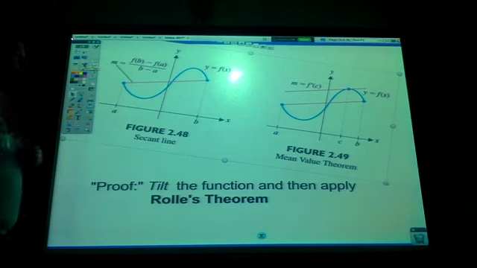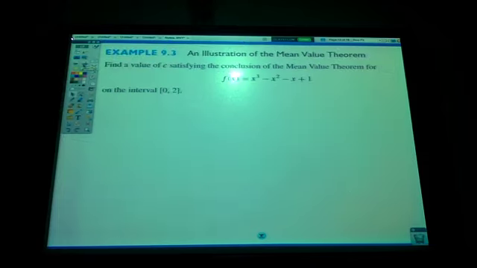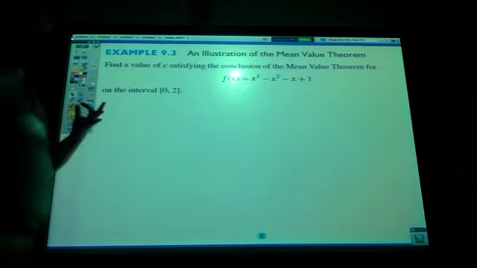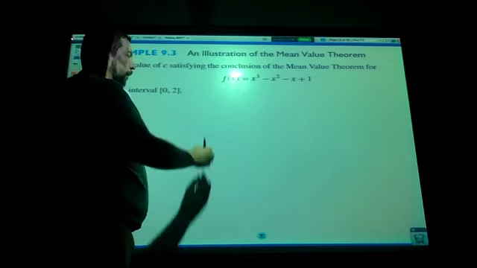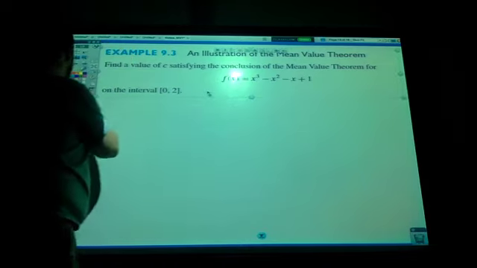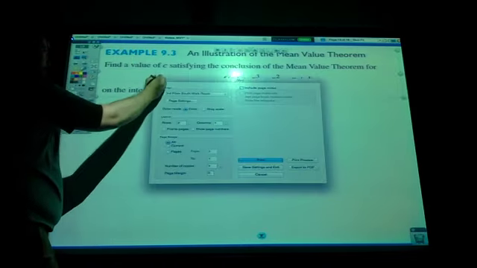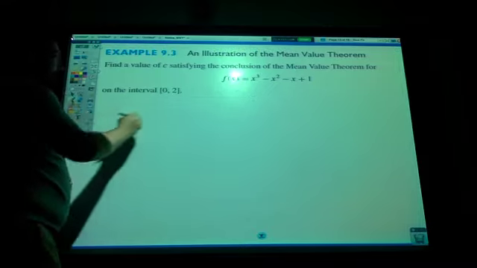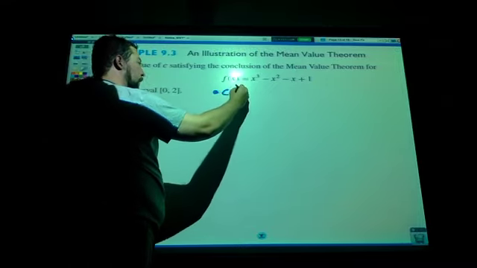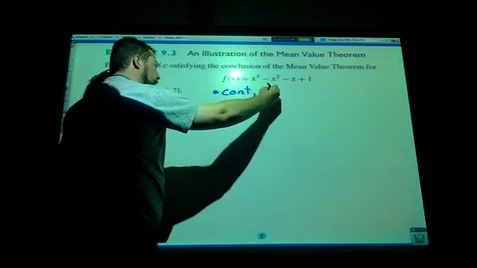But that's what the mean value theorem is. And it makes sense. You can see visually that that is going to happen. So let's look at this example here. Find the value of c satisfying the conclusion of the mean value theorem for the interval [0, 2]. The two things we need to make sure of before I do the conclusion is: is this thing continuous? Yes, because it's a polynomial.